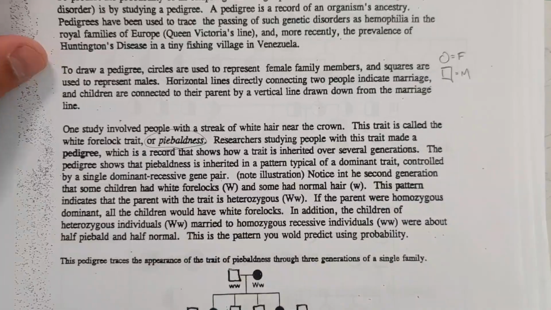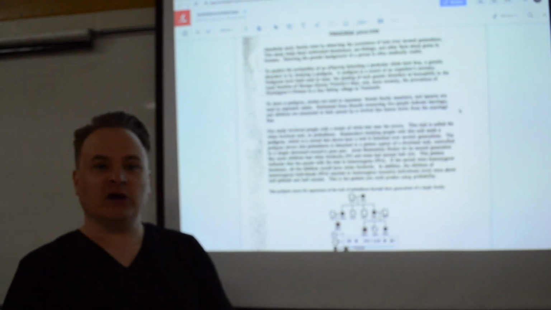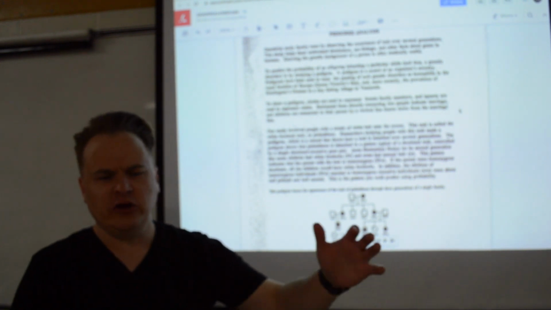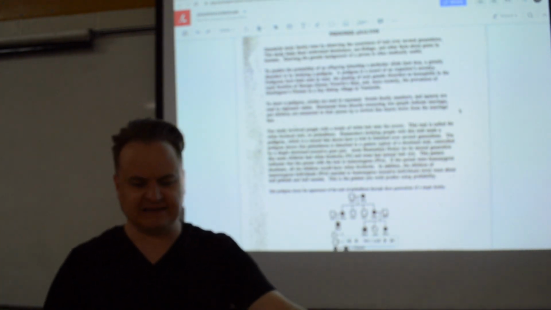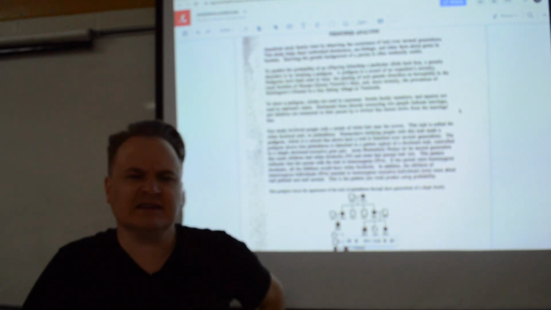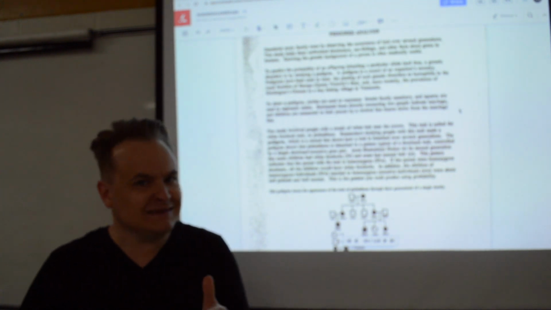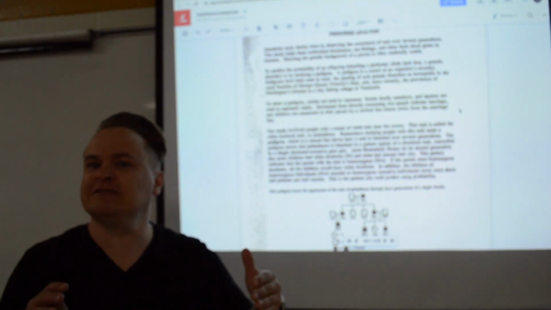The pedigree shows that piebaldness is inherited in a pattern typical of a dominant trait controlled by a single dominant-recessive gene pair. So, one thing I want you to be comfortable with right now is as we're going to look at other pedigrees later on, you need to generally just be able to look and say, is this a pedigree that's tracking a dominant trait? Or is this a pedigree that looks more like it's tracking a recessive trait?